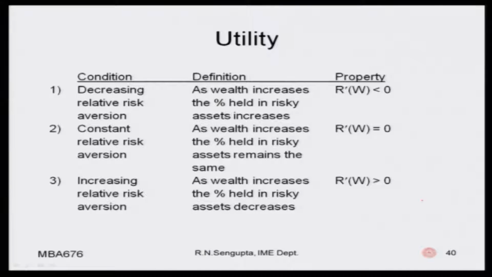So, on the percentage of wealth, this is just a different characteristic of how you analyze the person. If the wealth percentage held in the risky asset increases, or if it is decreasing or constant, again you can analyze a human being or an investor in the three different categories which we have already discussed.